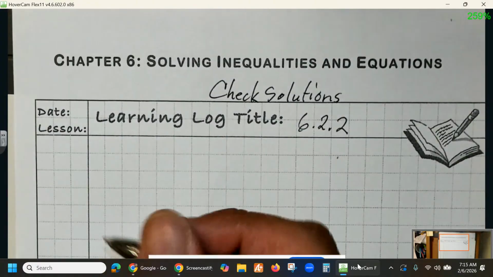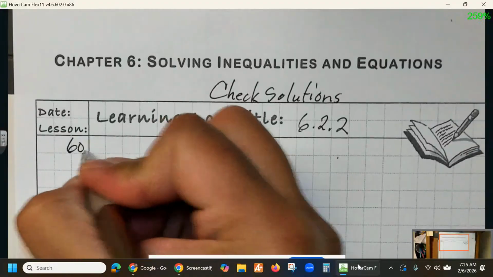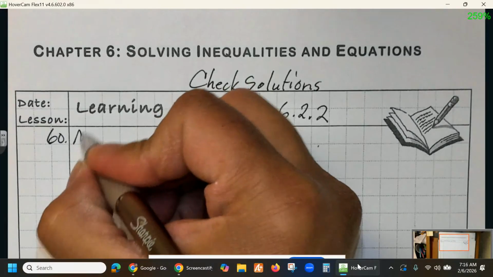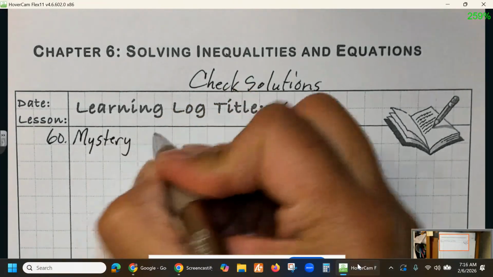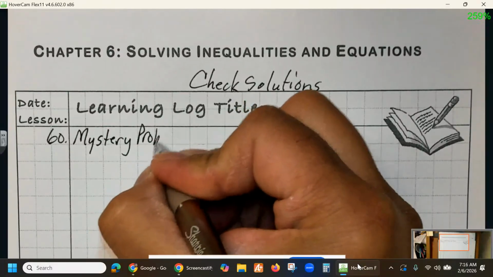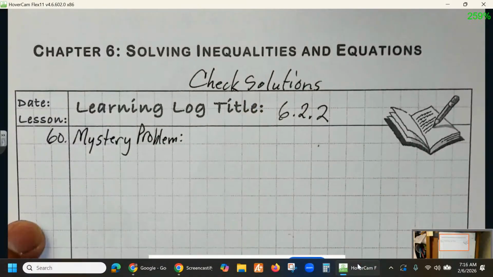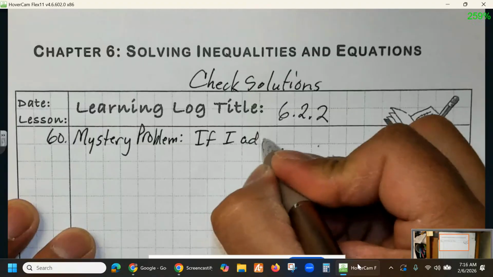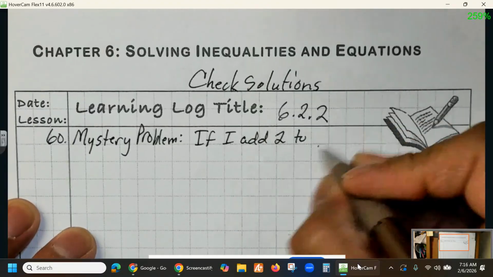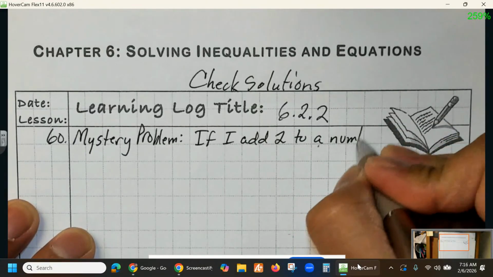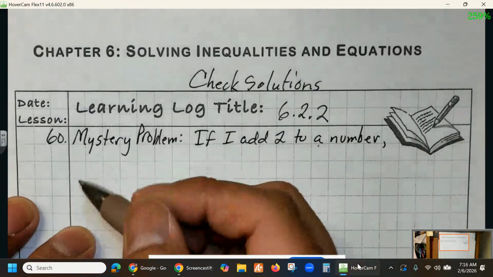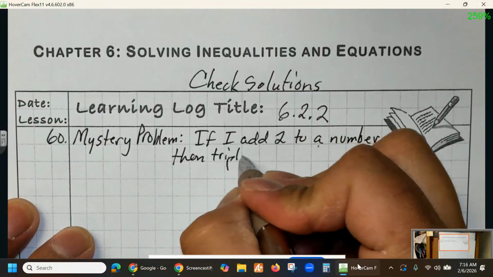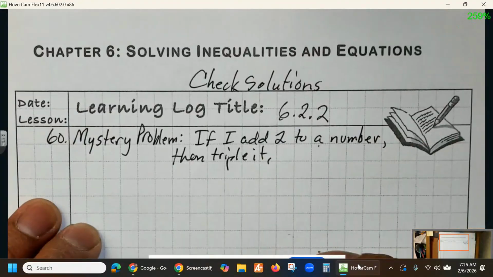Okay, so we're starting with a mystery problem, kind of like what we were doing in chapter 1. And our mystery problem says, if I add 2 to a number, then I triple it, I get 9.